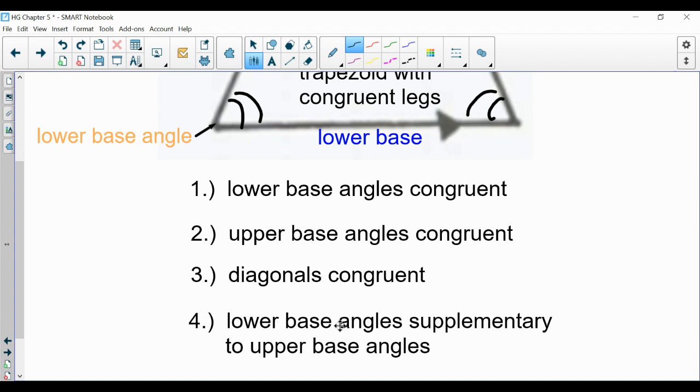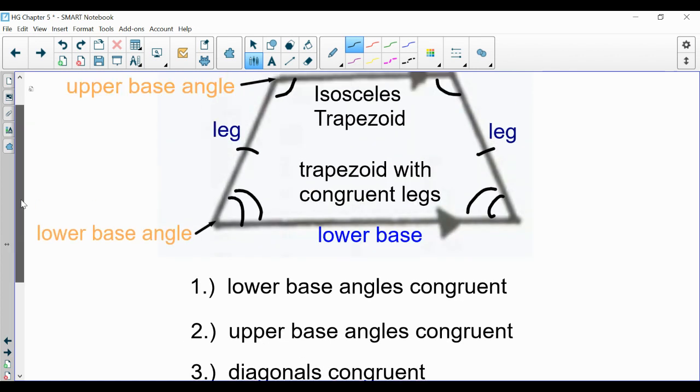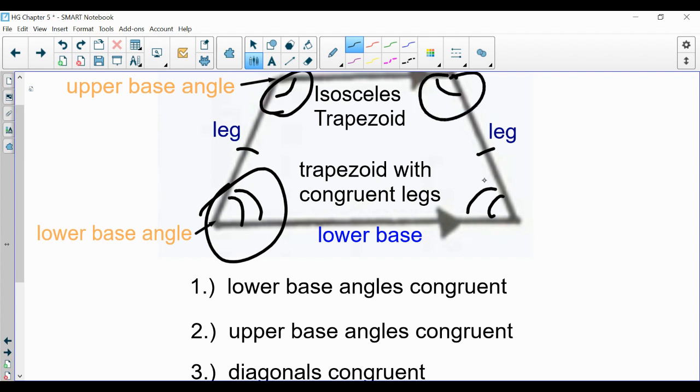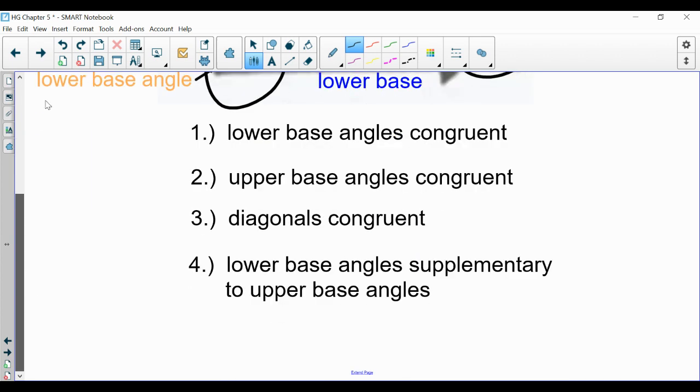And then the last thing is the lower base angles are supplementary to upper base angles. So if you look at these two angles here, they are supplementary, which also means that these two are, and you could also say opposite angles are supplementary because you just take one upper base, one lower base angle, and you get that they are supplementary.